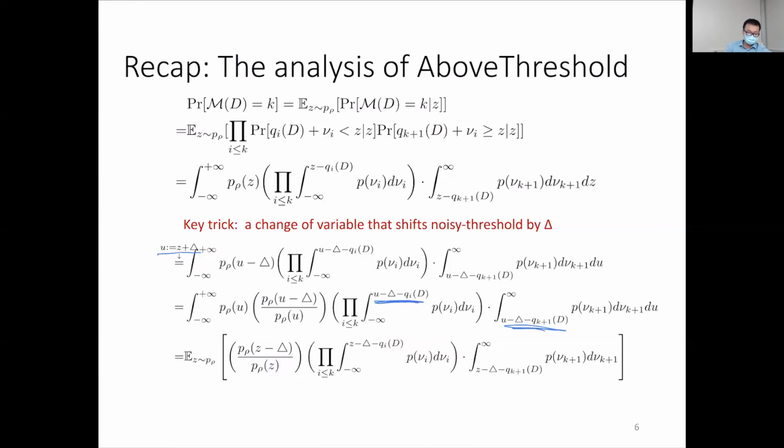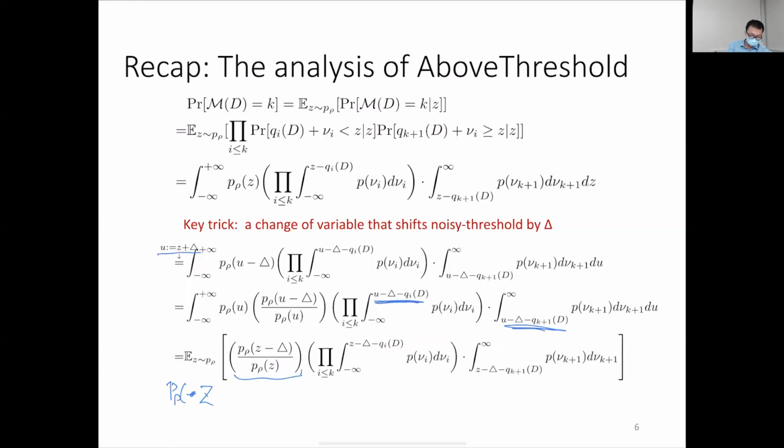And the point is that by doing this, the first term, this is what we explained last time, is a density ratio of the threshold noise, and we can think about it as, I guess, this is the Z random variable.